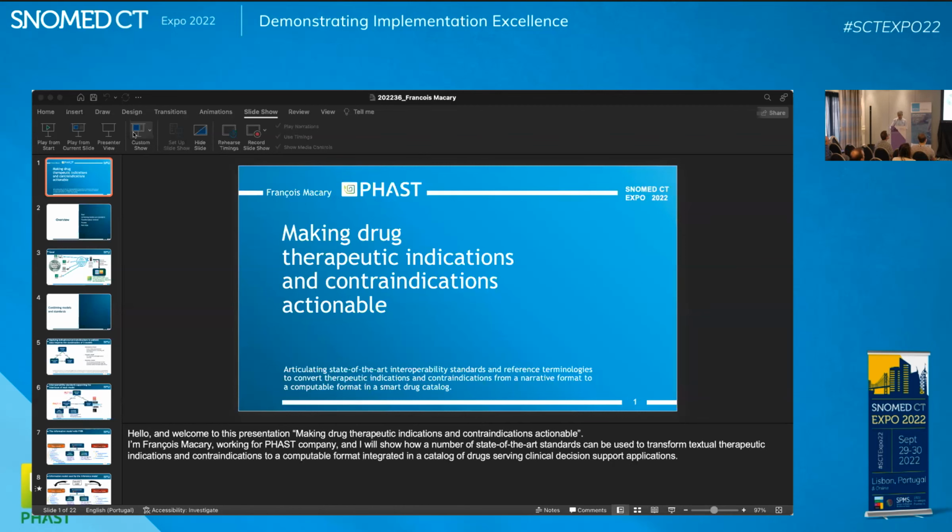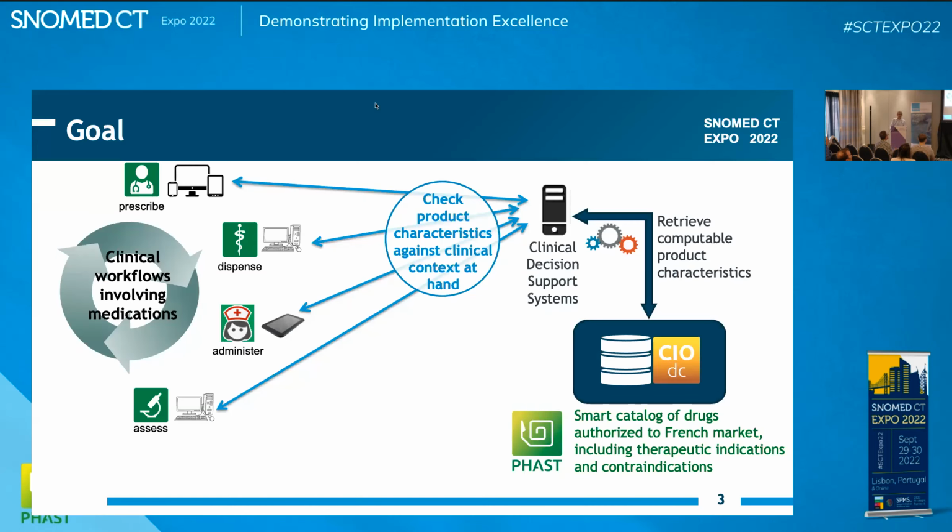So FAST is distributing a catalog of drugs authorized to the French market. This catalog identifies and describes drugs with their pharmacological characteristics, and we distribute this catalog to hospitals in France in a standardized manner so as to support semantic interoperability of clinical workflows. And the goal of this project is to make this catalog even smarter by adding the clinical characteristics of drugs found in their product summaries.